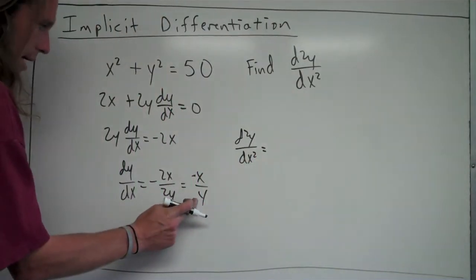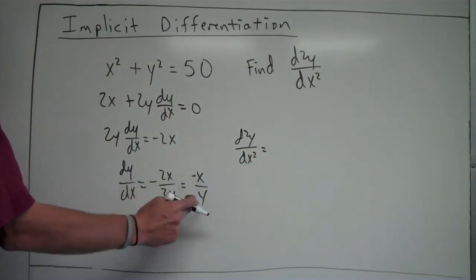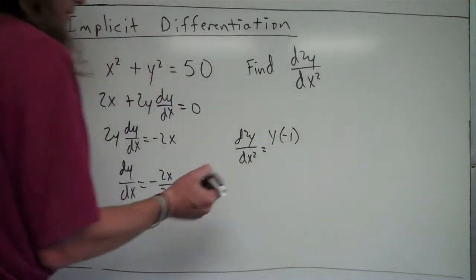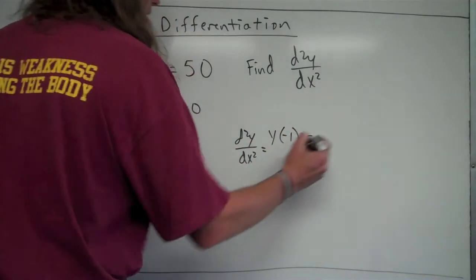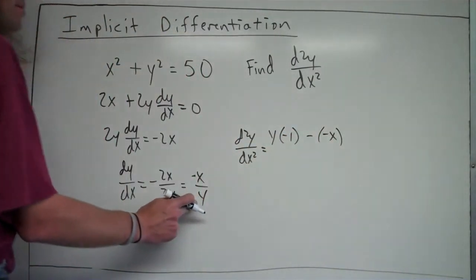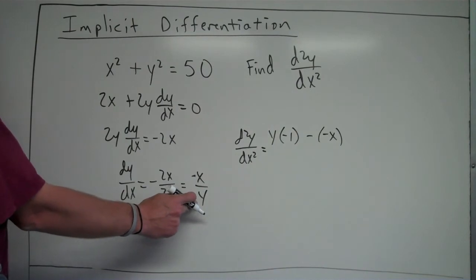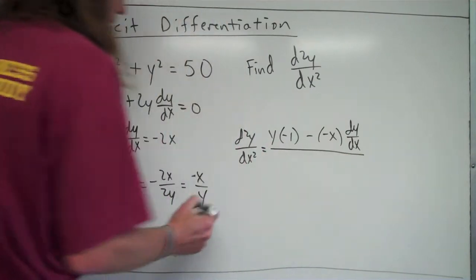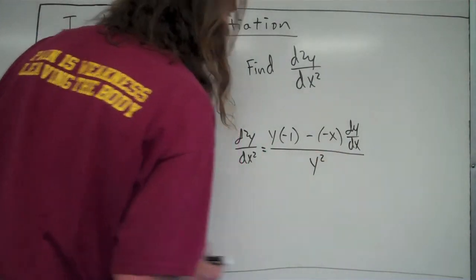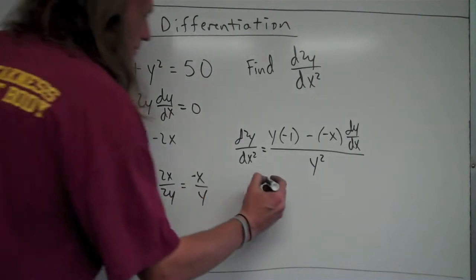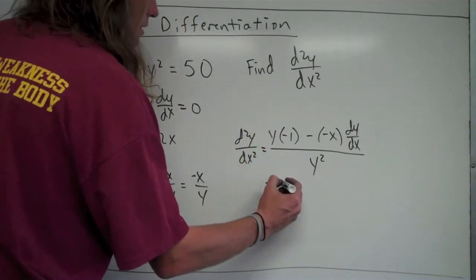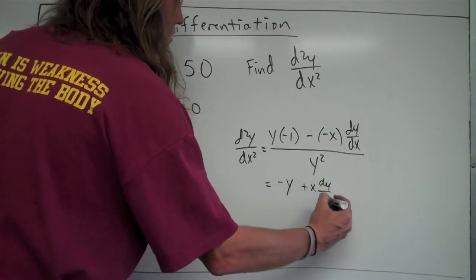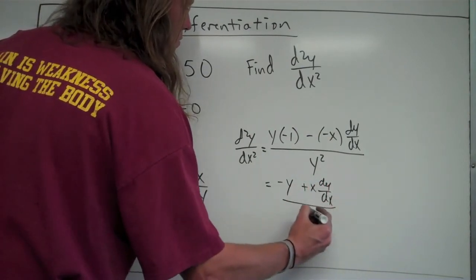do my quotient rule. Bottom times the derivative of the top, so it's y times negative 1, derivative of negative x is just negative 1, minus the top, negative x, times the derivative of the bottom. The derivative of y is 1 times dy over dx. So we have dy over dx here. All over the bottom squared, so all over y squared. So let me just go ahead and simplify this a little bit because I got these negatives in here. So this would be negative y, and this would be plus x times dy over dx all over y squared. That looks a little bit nicer.